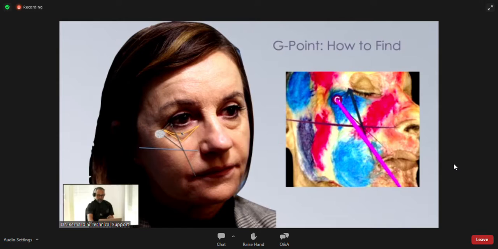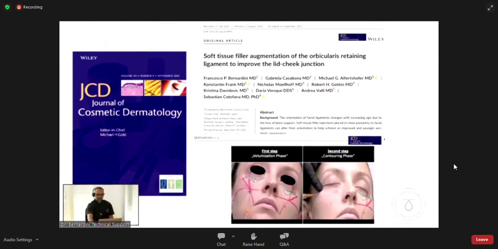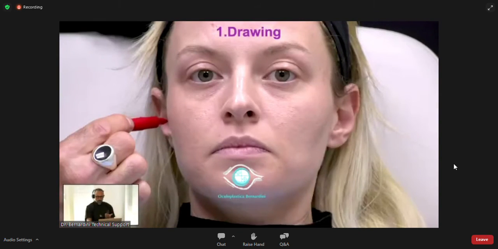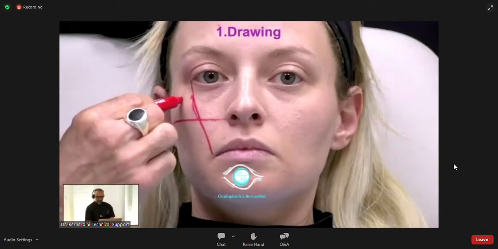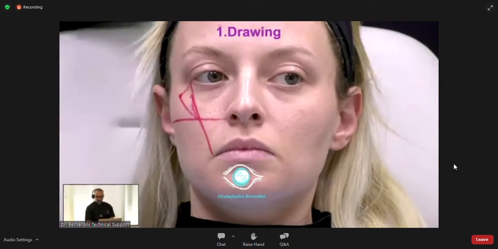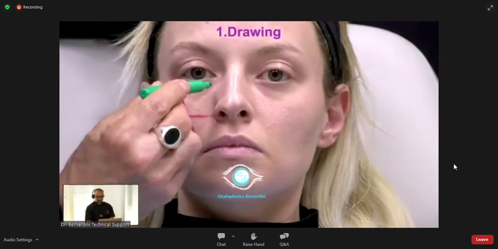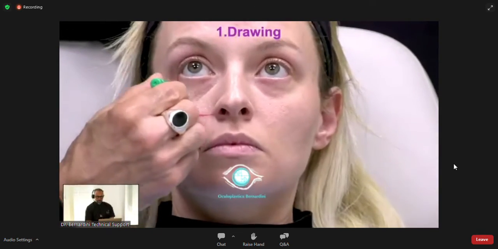I palpate that. And here in the paper that we just published, again with Gabriela and Cotofana, we go into ligaments and injection. And we'll see the drawing on the live patient here, where I find the G point. Then the drawing of the defect, the V deformity.